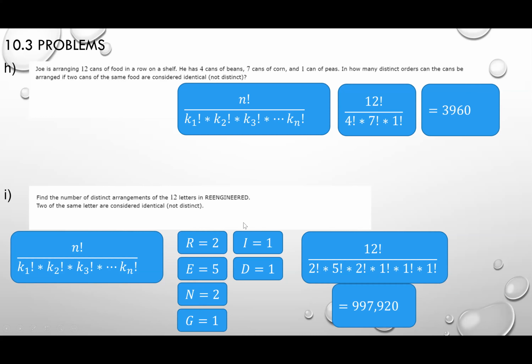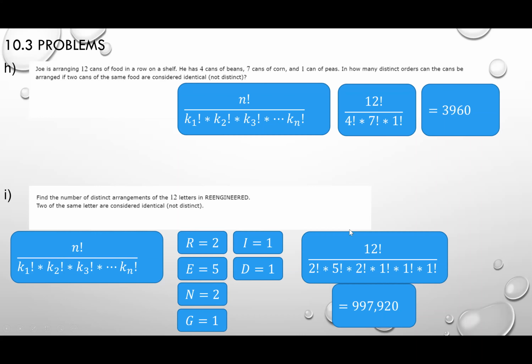My I, I have only 1. And my D, I have only 1. So individually, those are the items I have: 2 OR, 5 E, 2 N, 1 G, 1 I, 1 D. And if I add the individual 2 plus 5 plus 2 plus 1, that's 10, plus 1 plus 1, that's equal to 12. That is the total number of letters I have, right?